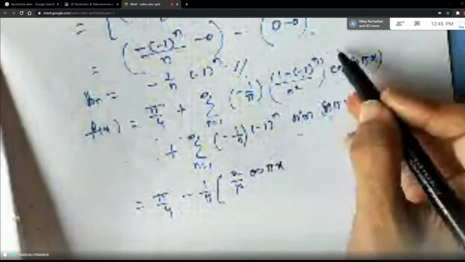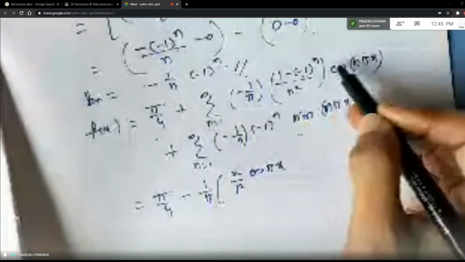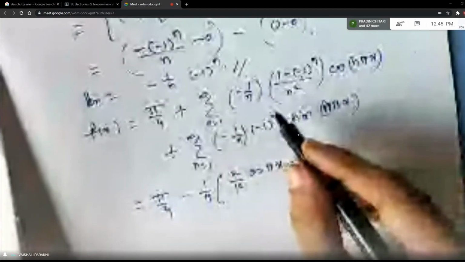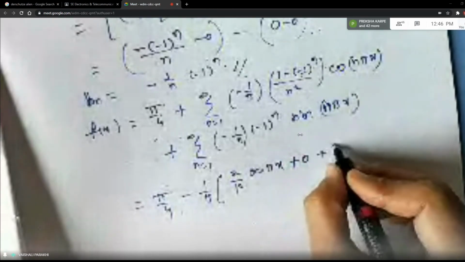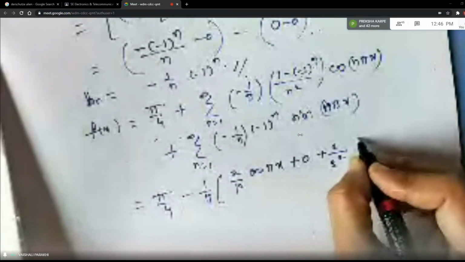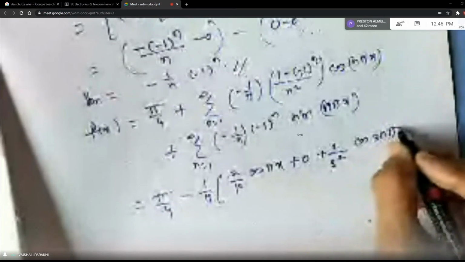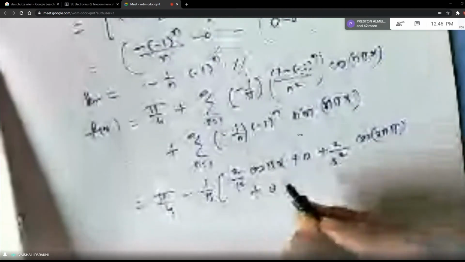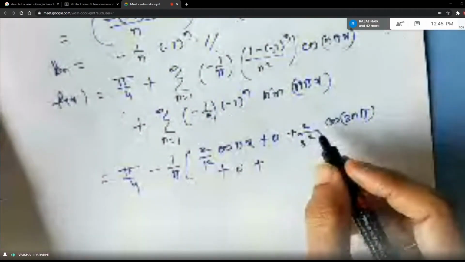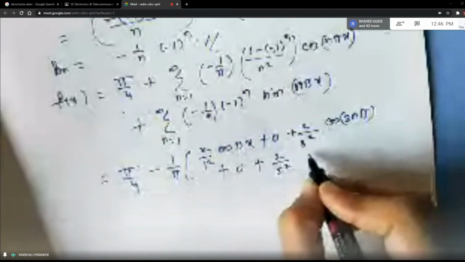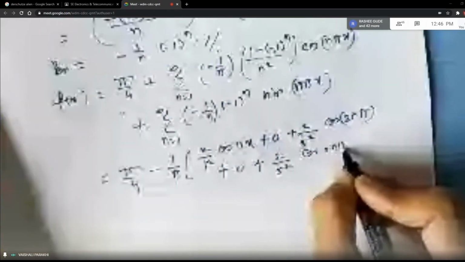Then put n is equal to 2. Negative square is positive, so this will become 0. So the next term will be 0. Then put n is equal to 3. This will remain minus 1, so it is again 2 by 3 square cos of 3 pi x. Then again for 4 it will become 0. I have explained this for the previous example. And for 5 it will be again 2 by 5 square cos of 5 pi x. And so on.